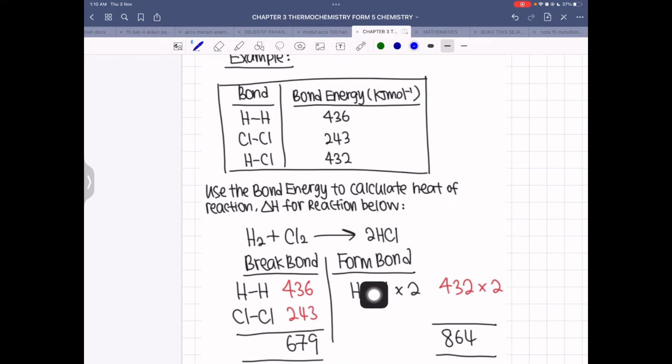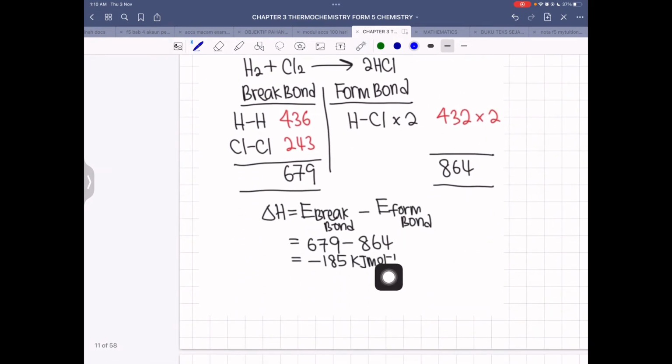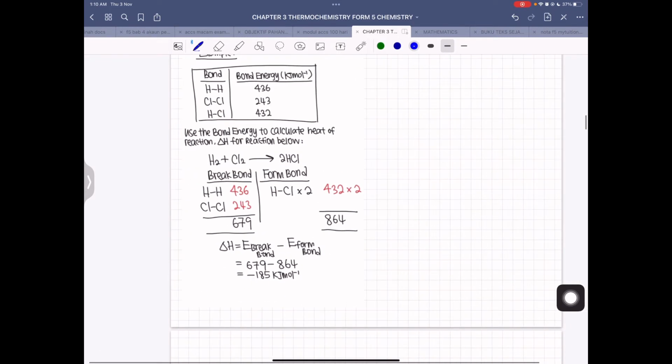To form the bond HCl, the ratio is 2, so you times 2. Okay, so to break the bond minus form the bond, nampak tak negative? Negative means releasing heat. Dia undergo exothermic kat sini.